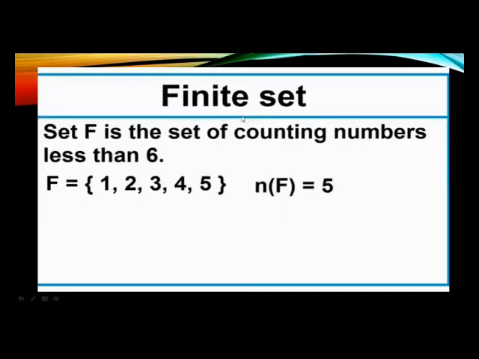The next is finite set. This is a very familiar term. Set F is the set of counting numbers less than 6. According to the definition, finite sets are those in which limited numbers are given, or whose limit is understandable. Set F is the set of counting numbers less than 6. We have the limit 6, so we can write the set in tabular form as F equal to {1, 2, 3, 4, 5}, because the numbers less than 6 are 1, 2, 3, 4 and 5, and 6 is a natural number.